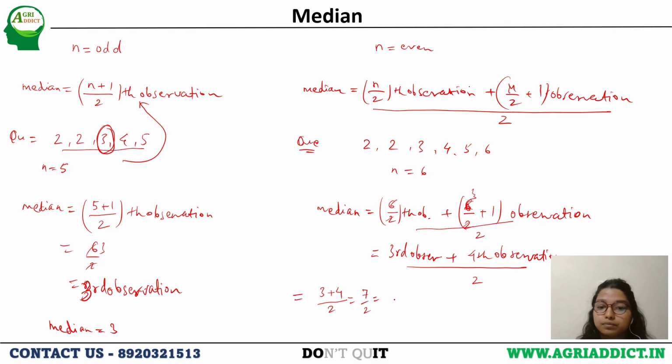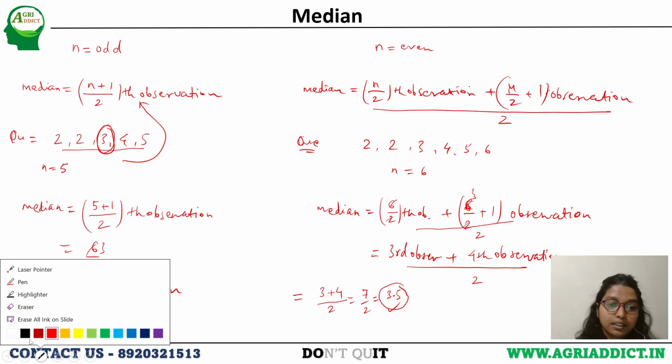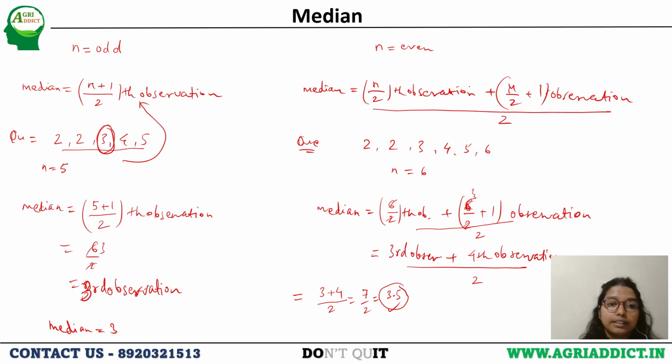Okay. We can divide it. 2 threes are 6, 2 fives are 10. So our median will be 3.5 here. Okay. I hope you got the point. In both the cases, it is different, in case of odd and in case of even number of data. So this is the formula you have to remember.